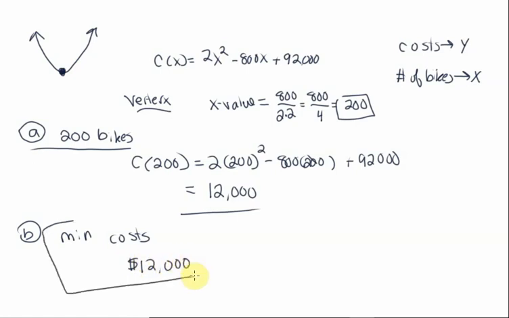And so to find a minimum or a maximum, depending on which way the parabola is facing, all you do is find the vertex. The x and the y coordinate will answer the two questions.